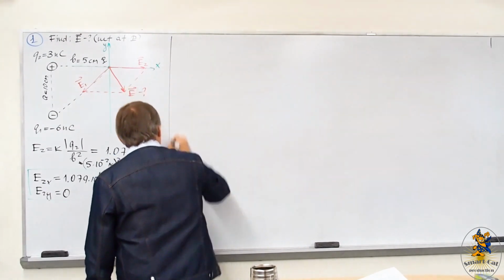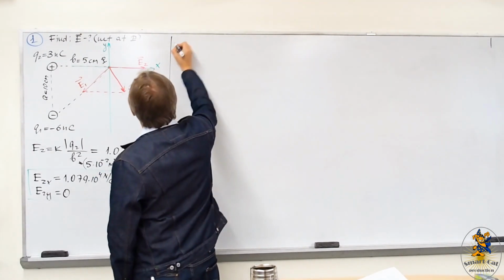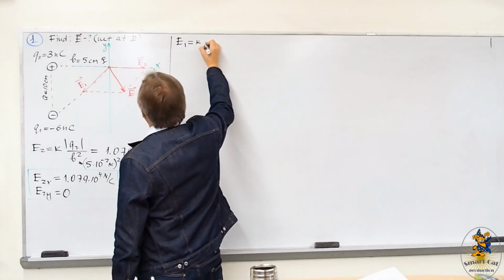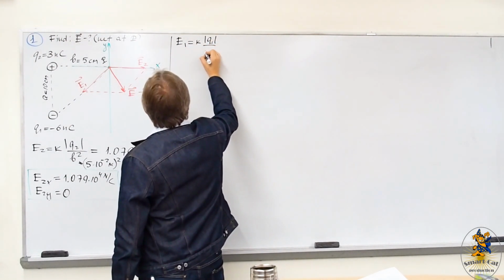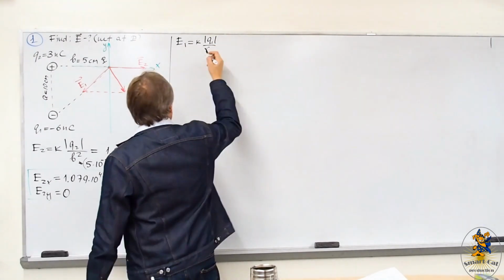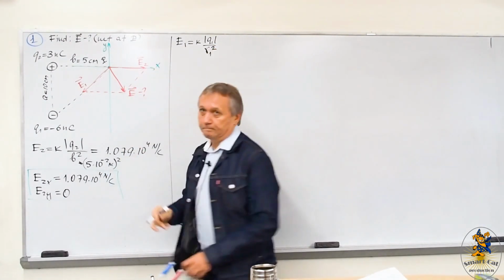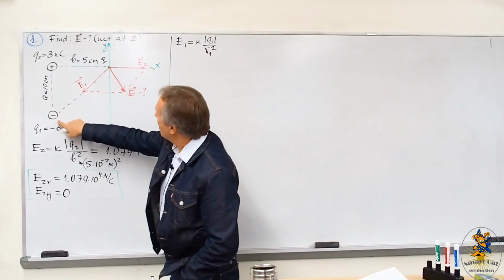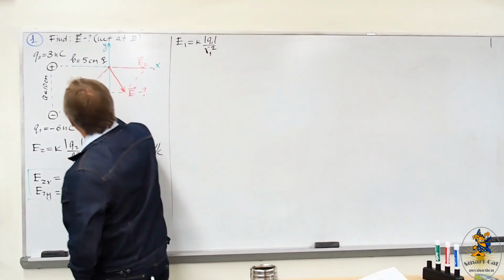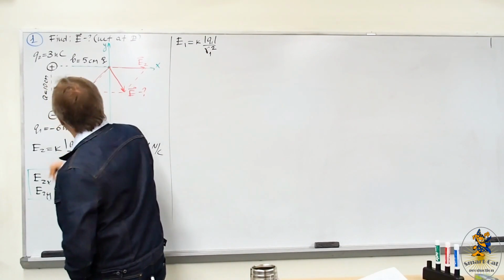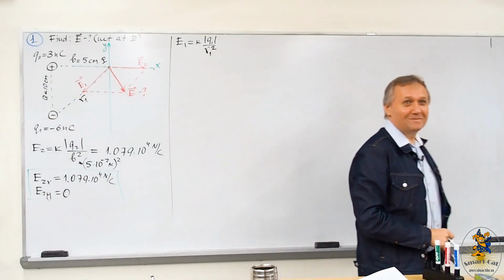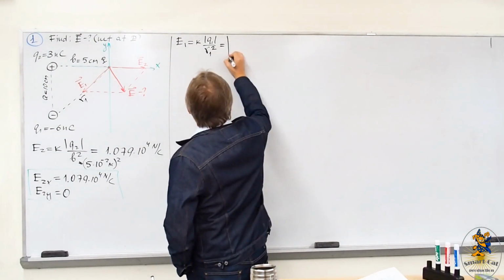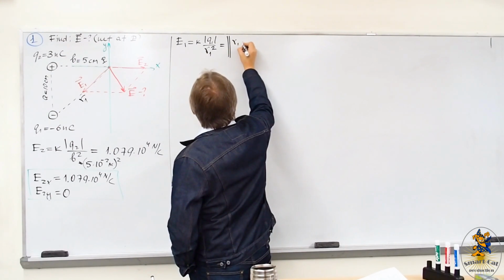Okay, so now, next, let's do the same with vector E1. E1 equals K, absolute value of Q1 divided by R1 squared. R1 is the distance from the charge Q1 to the point P. So this is our distance R1. Of course we can find that R1 easily.